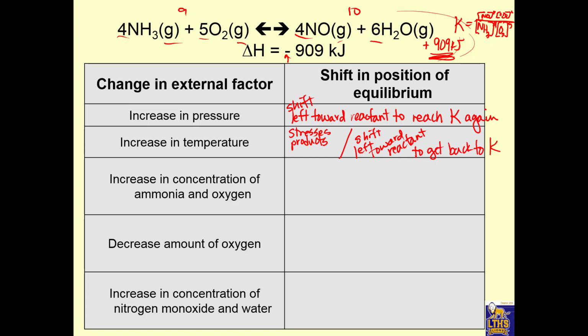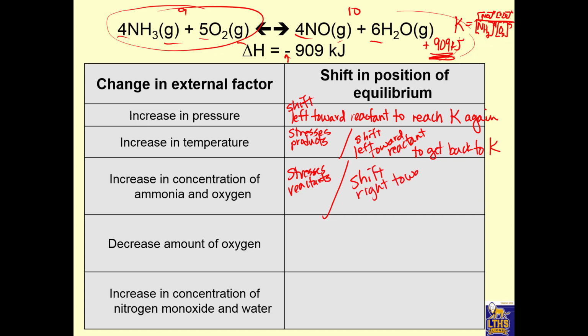What if we increase the concentration of ammonia and oxygen? Well, here's ammonia and here's oxygen. If all of a sudden we dump more ammonia and oxygen into the container, then this side will speed up and stress out and push towards the products. So it stresses reactants and shifts right, toward product. So you would increase the rate of this reaction by adding more. So it's going to form more products to get to that concentration.